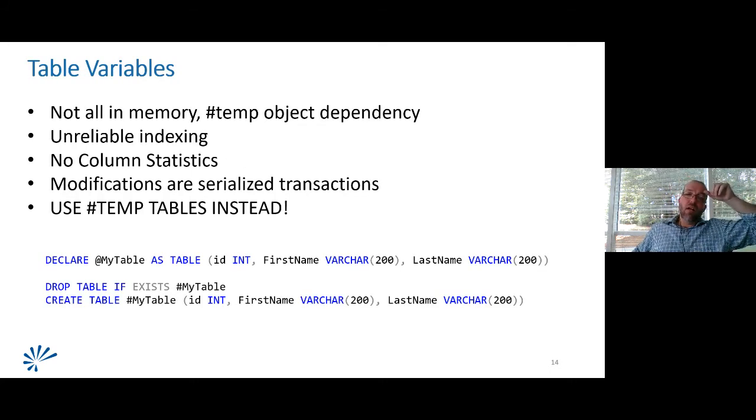Table variables. These are things that can kind of creep up and you think it's not a bad idea, but unfortunately they're not as nice as they could be. Some gotchas here is that not all table variables exist in memory. There is a temp dependency there, a temp DB dependency. So that being said, there's also unreliable indexing when you need to join back to it. There's no statistics on the engine itself when we're using table variables. It's just more efficient to use the temp tables instead, especially if you have larger data sets that you're maneuvering.